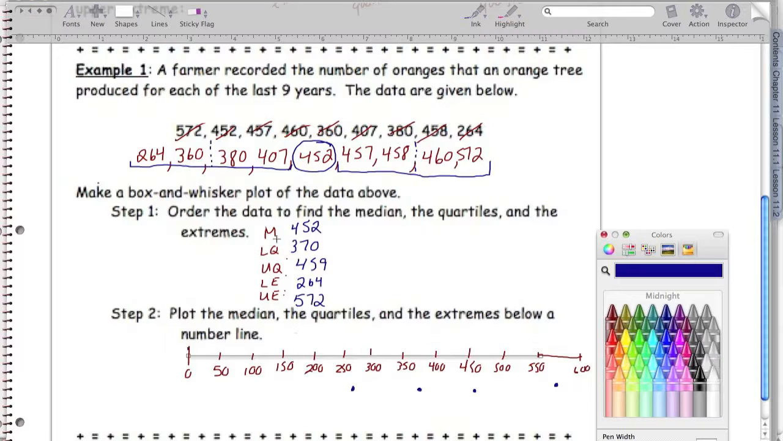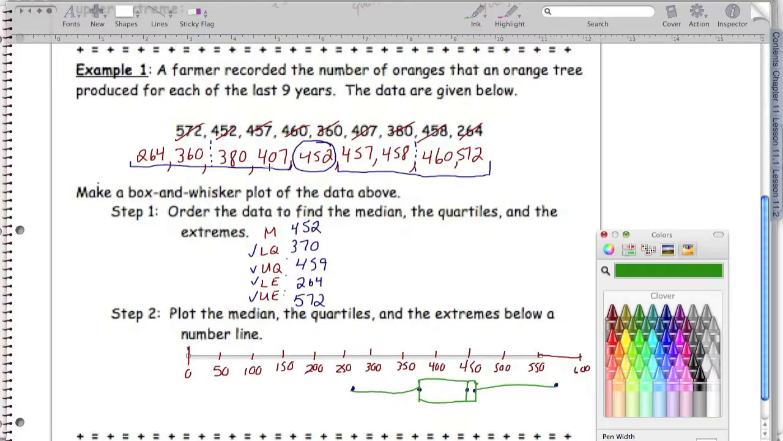And my median, I haven't done the median yet, which is 452. So it's a little less than my upper quartile, which is 459. 452. Okay, so now I have all of my parts identified. I'm going to draw a line through these middle three, connect those as though they're a box, and then extend my whiskers, and voila.